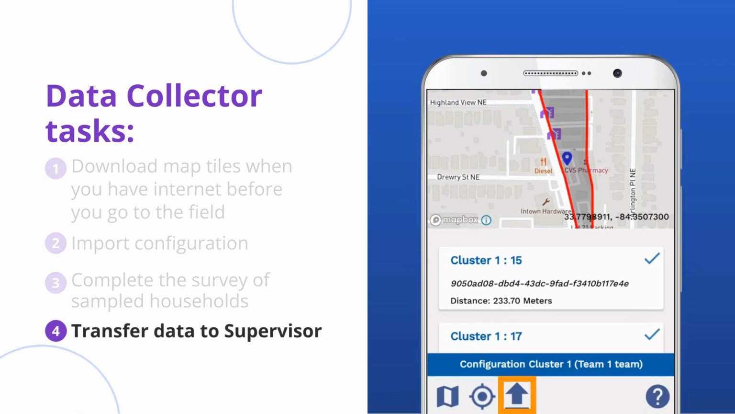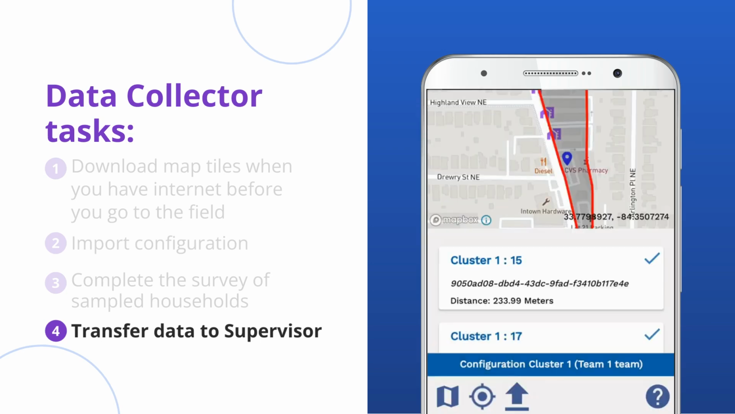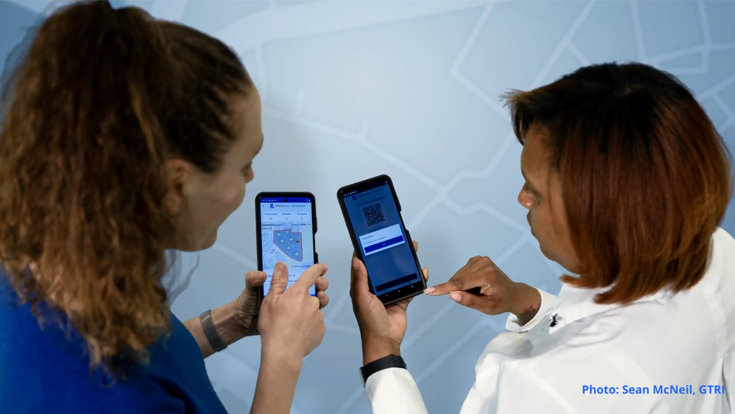When finished with the cluster, send the data to your supervisor using the steps shown earlier in this video. You can now use GPSSample as an enumerator and as a data collector.